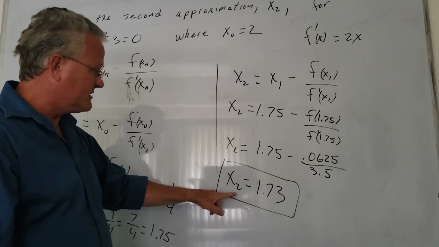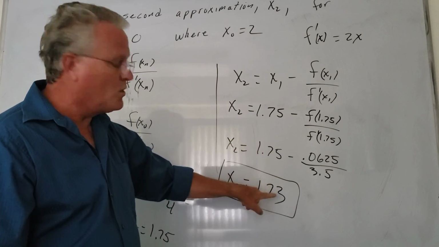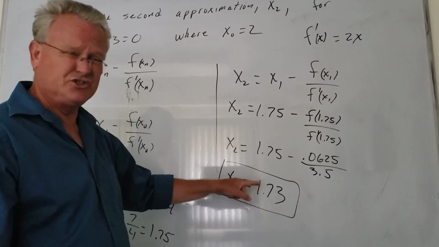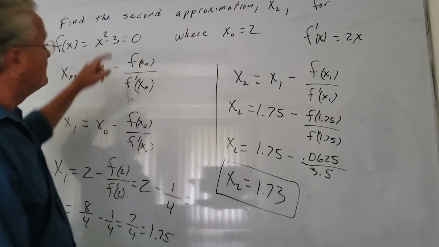Notice, just in the second approximation, look at the difference here. There's only 2/100ths of a difference. So this is telling us that with just 2 iterations, we're already getting pretty close to the solution to this equation.